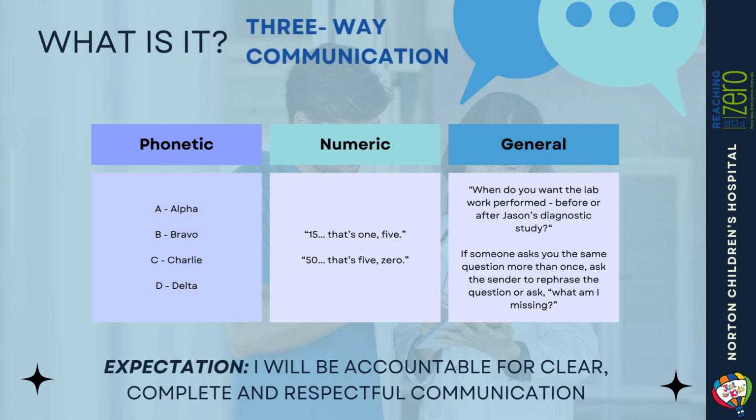What is three-way communication? Three-way communication is a strategy to prevent harm due to miscommunication. Three-way communication seeks to establish concise, accurate, and timely verbal and written communication. So, here are some examples of three-way communication.